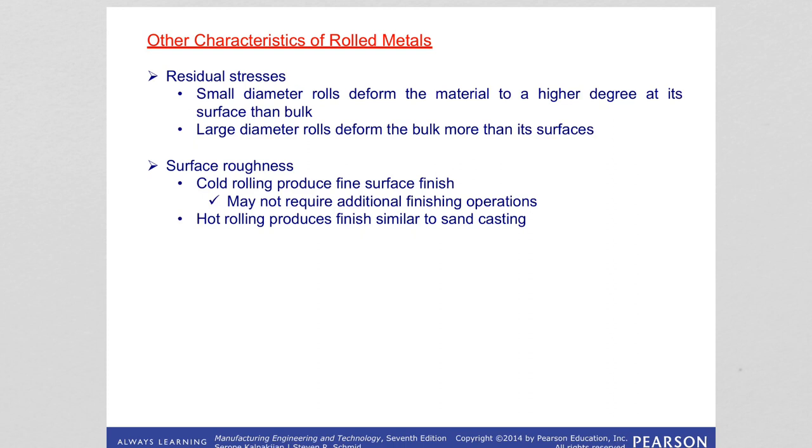So hot rolling and sand casting produce the same range of surface roughness, which can give you some idea of how hot rolling is not providing a good surface finish.